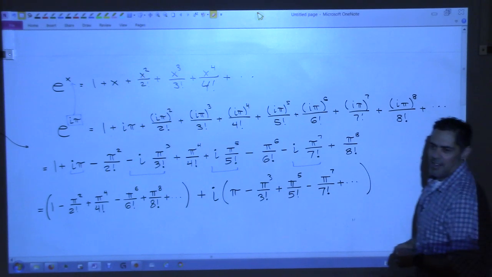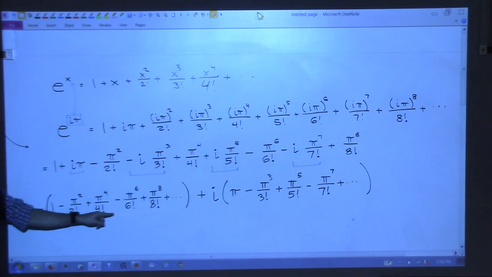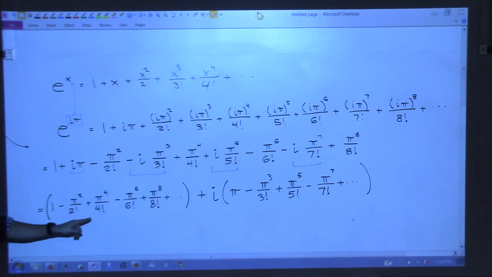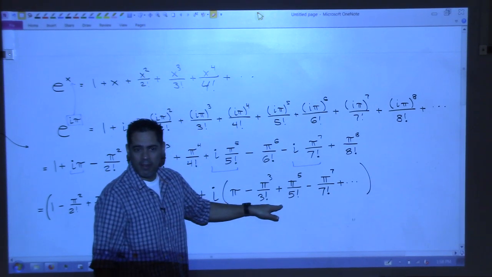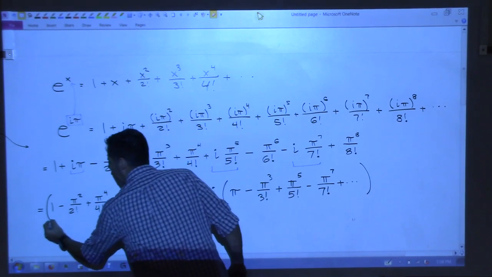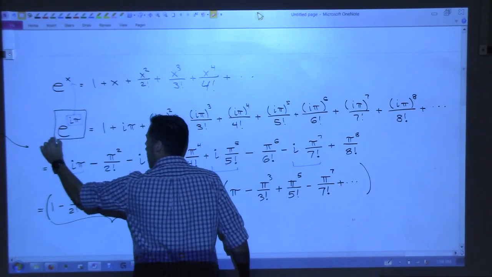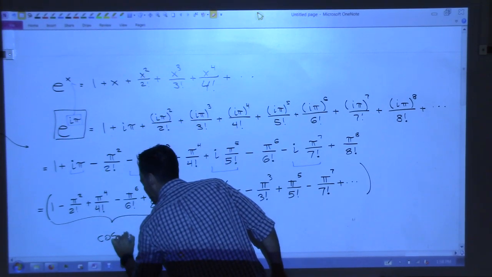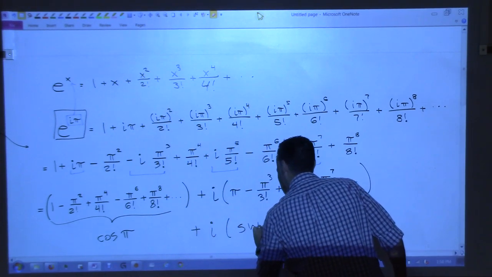Do you recognize this? Which one is this one? This is cosine, but this is not cosine of x. This is cosine of pi, isn't it? And this is not sine of x, this is sine of pi. So this is saying that the answer, right, e to the i pi is equal to cosine of pi plus i times sine of pi.